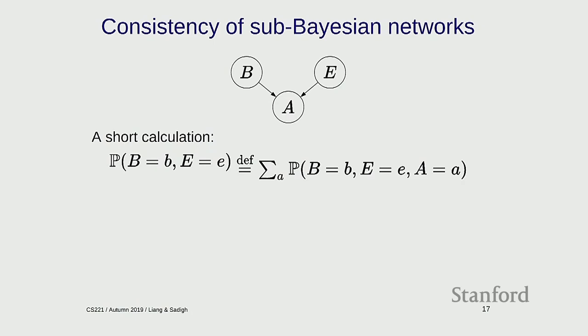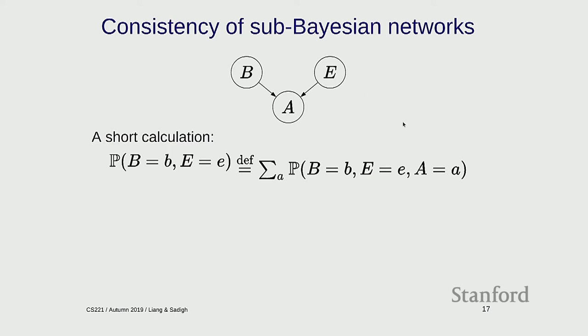Okay, so the first thing is, suppose I have this Bayesian network, this alarm network, and I'm interested in the marginal distribution of only B and E. I don't care about A. So remember, this is the joint distribution, and by laws of probability, I can derive the marginal distribution. Now the question is, what does this marginal distribution have to do with the Bayesian network, the graph here?